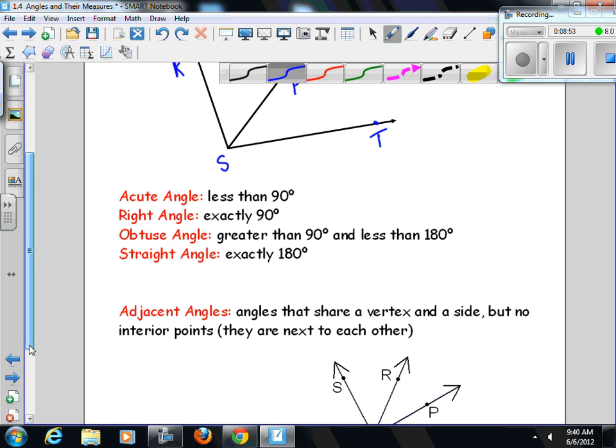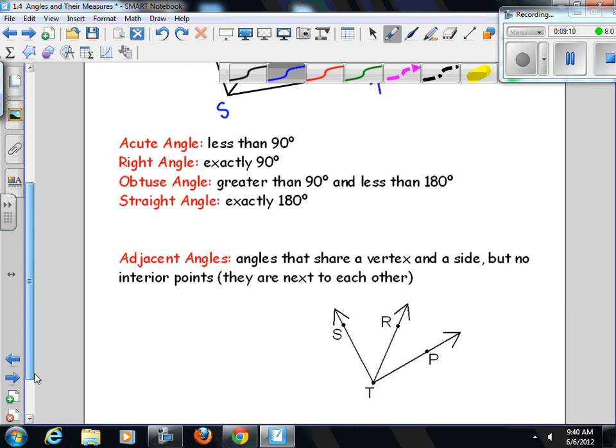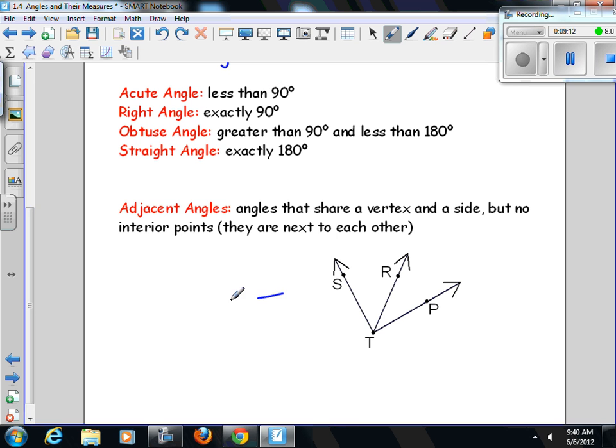Now, some other definitions. An acute angle is less than 90 degrees. A right angle is exactly 90. An obtuse angle is greater than 90 degrees and less than 180. And a straight angle is exactly 180 degrees. Adjacent angles are angles that share a vertex and a side, but no interior points. So in other words, they are next to each other.